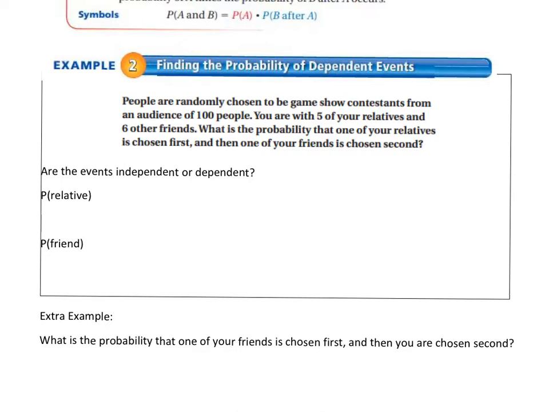Okay, so the first thing we need to find is your relatives. Out of the total 100 people that are in the audience, you have 5 relatives. So this is nothing new. 5 out of the total 100 people. Let's just simplify that really quick by dividing the top and the bottom by 5, and we get 1 out of 20.